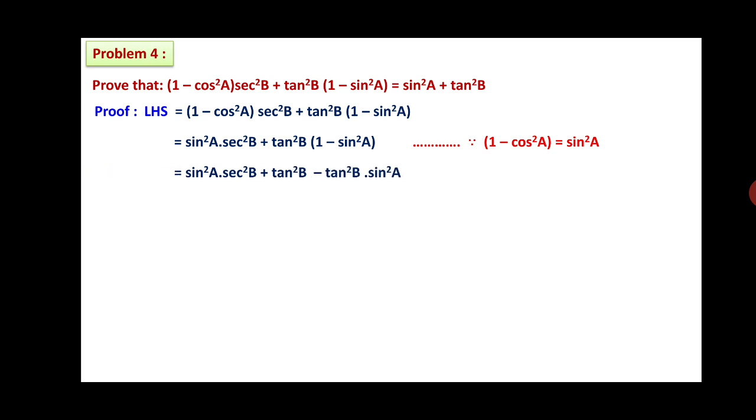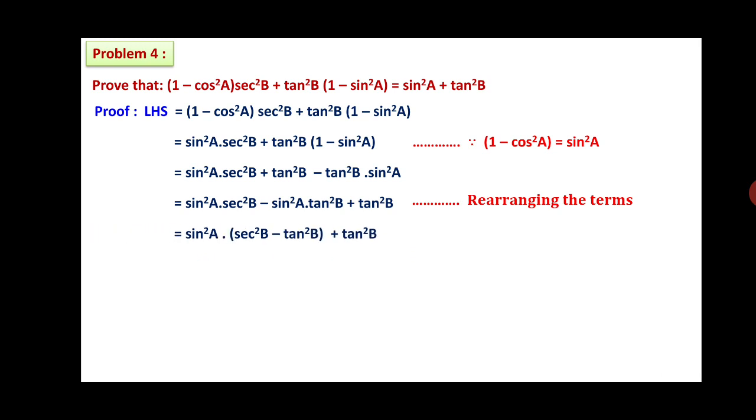Now we'll solve the bracket. Sin square a into sec square b plus tan square b into 1 is tan square b minus tan square b into sin square a, bracket solved. Now we'll rearrange the terms. So sin square a into sec square b minus sin square a into tan square b. The last term is brought in the middle, so tan square b goes to the last term.